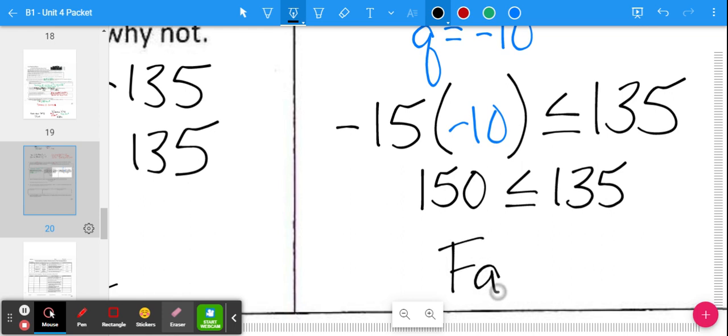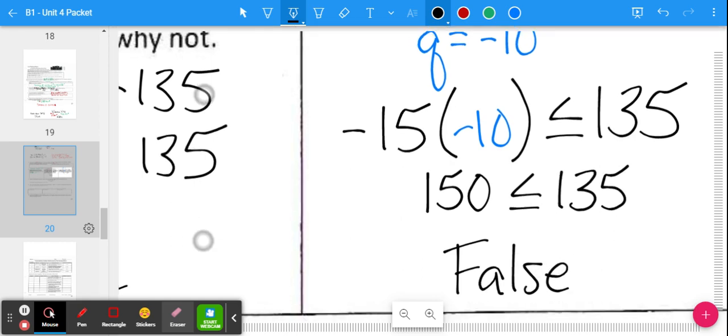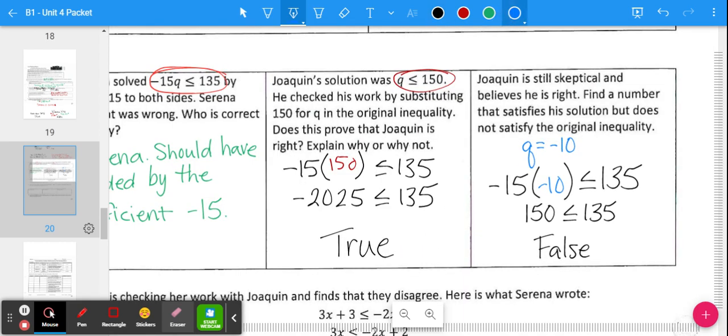That is false. Now, the reason I chose negative 10, and the reason my students have always chosen negative 10, is because negative 10 fits Joaquin's solution, that q is less than or equal to 150. So we had to try numbers that were less than 150 to see which one created a false statement, and negative 10 is kind of just where we ended up.